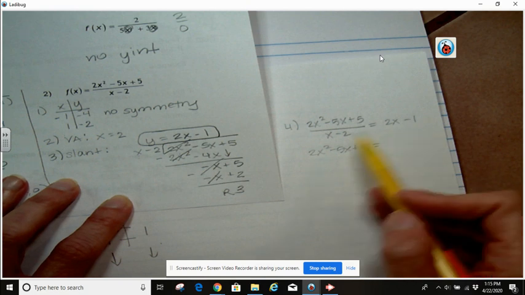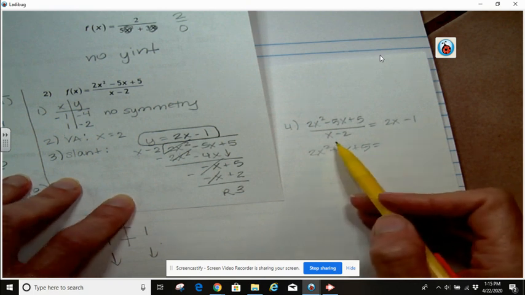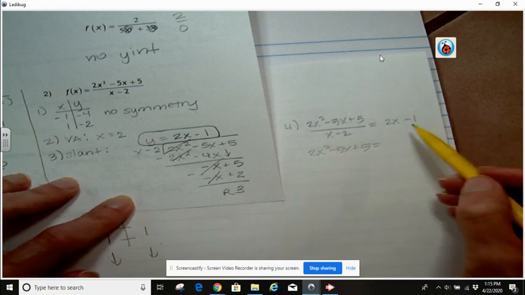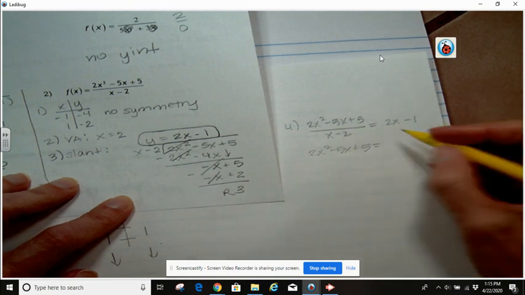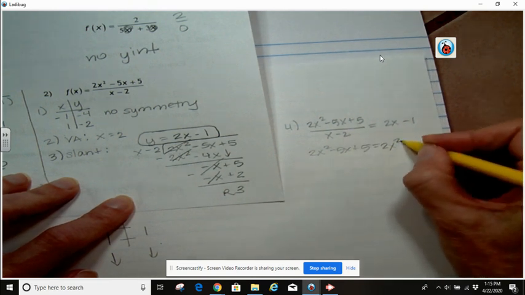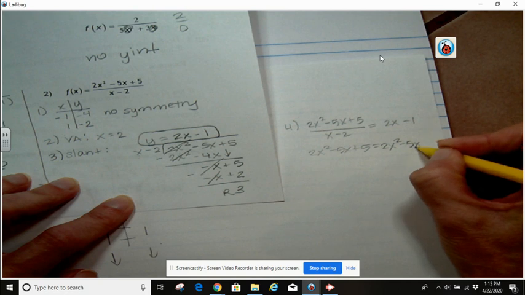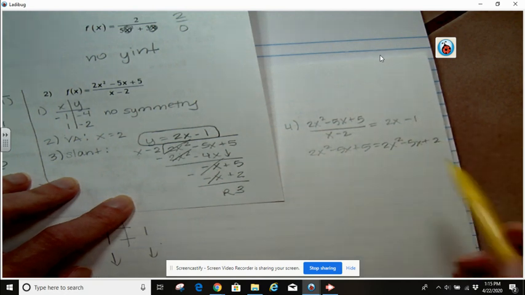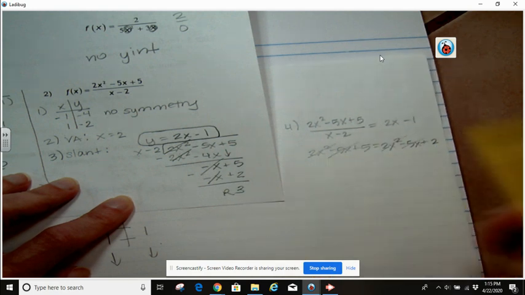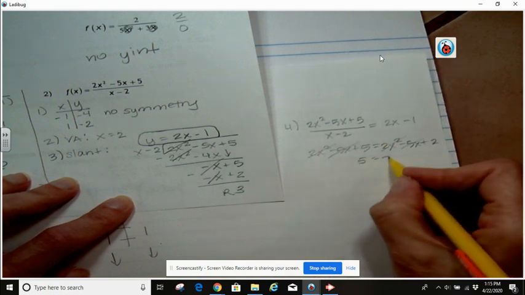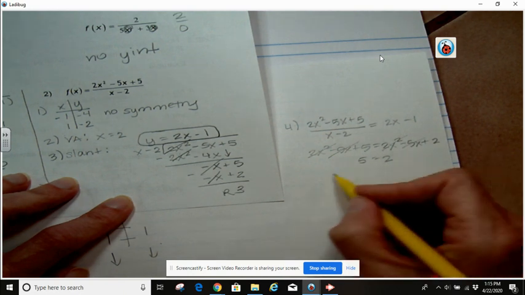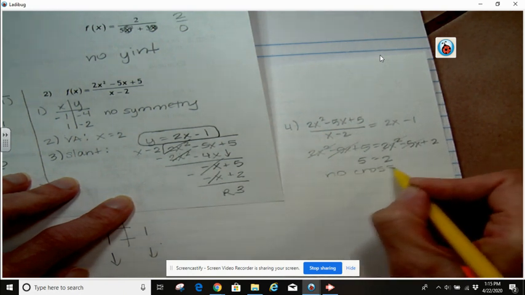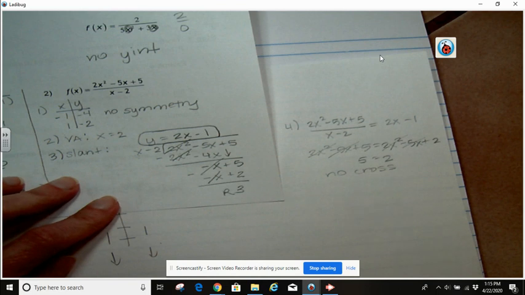So 2x minus 1 times x minus 2, you have to FOIL that. So if you FOIL 2x minus 1 times x minus 2, you get 2x squared minus 5x plus 2. So what happens is 2x squared goes away, -5x goes away, and you're left with 5 equals 2. Clearly, 5 does not equal 2. So this slant asymptote does not get crossed.